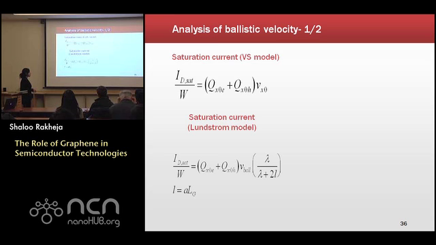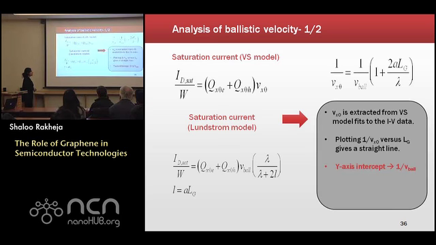If we look at the saturation current from the VS model, we have an expression for the saturation current. And if we go back to Mark's model, which dealt with the reflection transmission coefficients, we have a model from that. If we combine both models, we can show that what we are extracting from the virtual source model can be related to the ballistic velocity by a simple expression given on the top right-hand side.